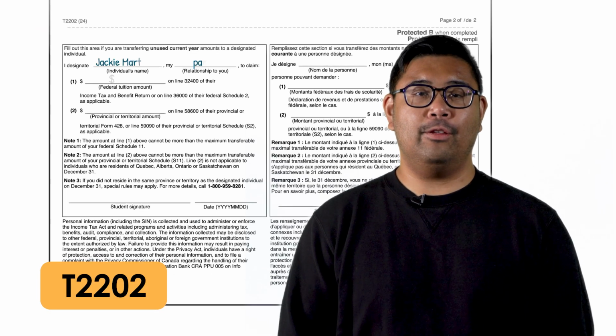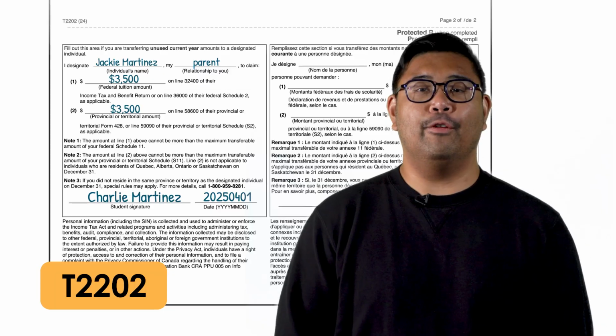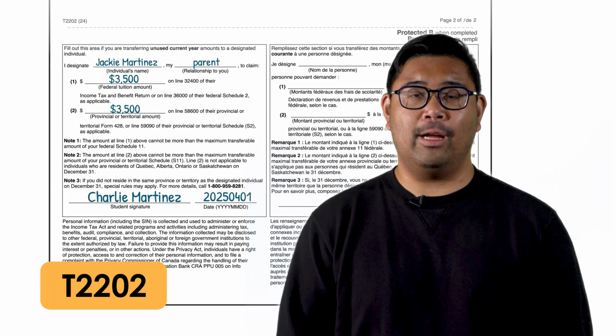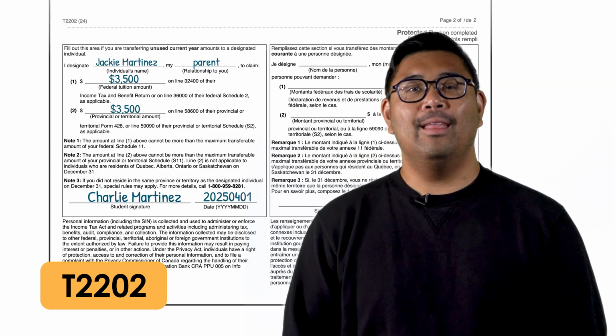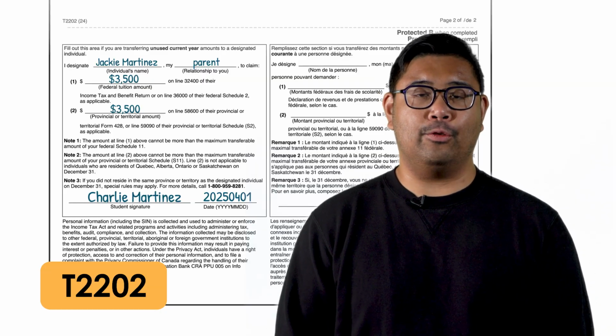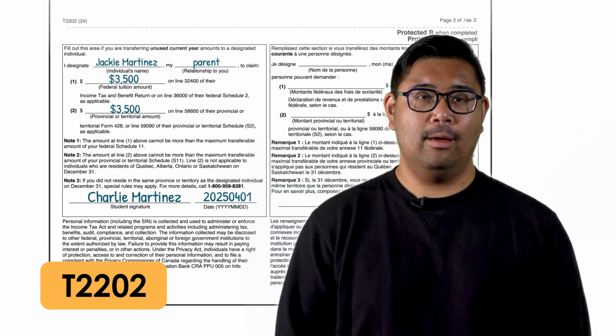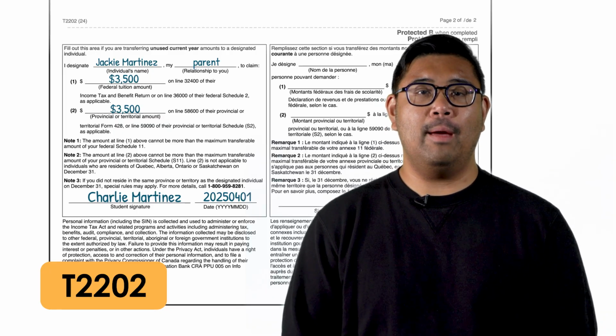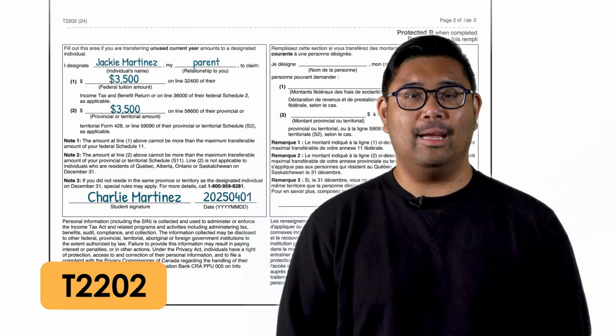To transfer an amount, you'll have to fill out and sign the transfer section on page 2 of your Form T2202 and give a copy to the person you're transferring the credits to. They'll have to enter the info on their tax return to complete the transfer. Hang on to this T2202 because the CRA may ask you to send it in at a later date.